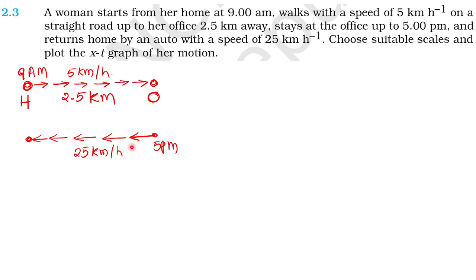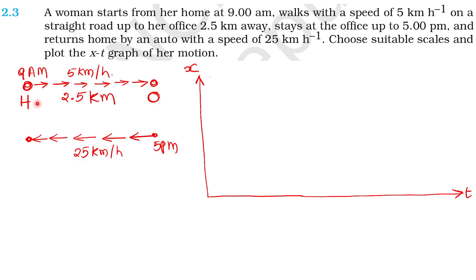Okay, so I am going to draw the xt graph. Xt graph means on the x-axis we will mark the time, and on the y-axis we will mark the position. So she starts her journey from home at 9 a.m. Let this be the starting. Okay, this is 9 a.m.